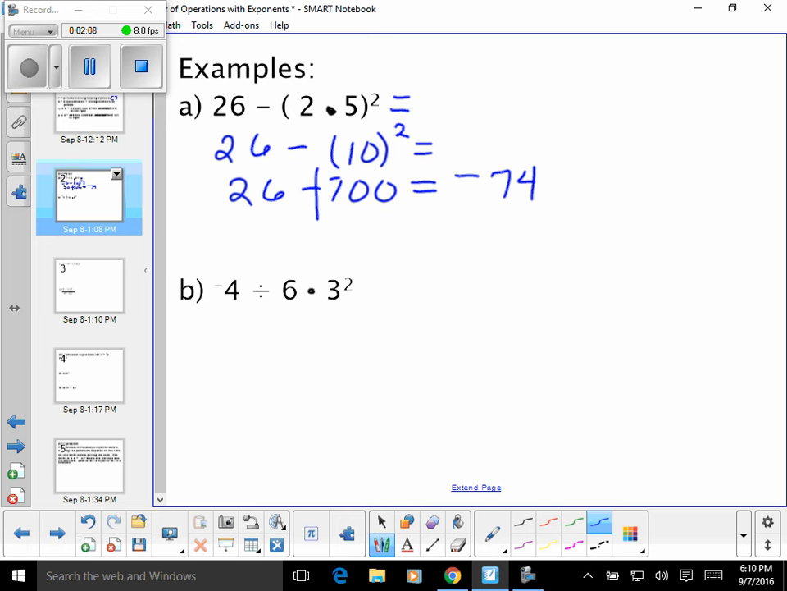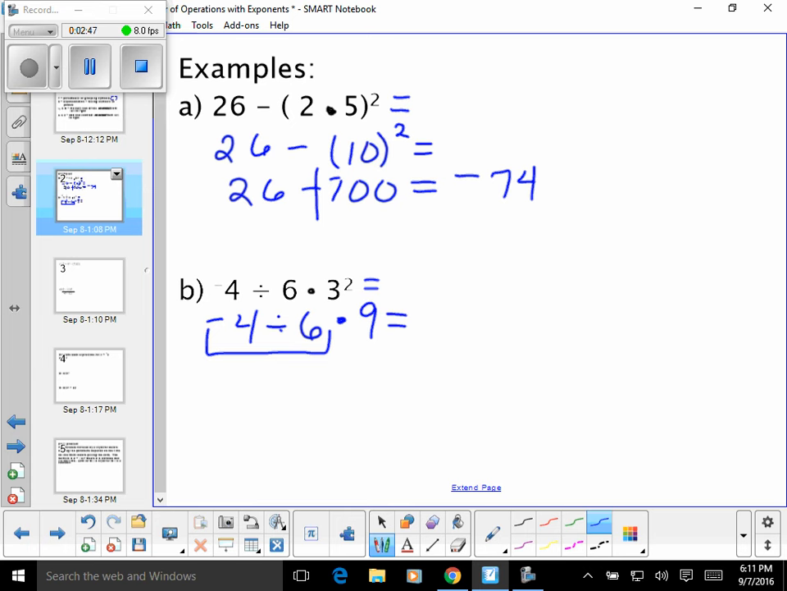In example B, we have to do the exponentiation before we do any division or multiplication. So we will have negative 4 divided by 6 times 3 squared is 9. At this point, we have to go back to the M and D step of order of operations, and we have to work from left to right. Therefore, we are going to start with negative 4 divided by 6.